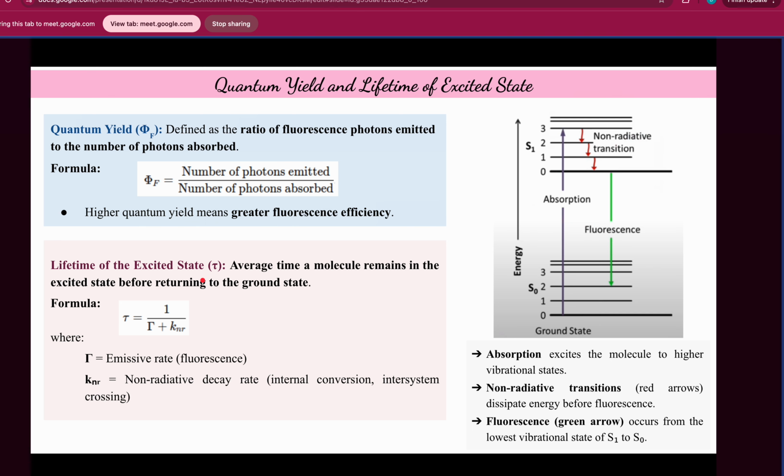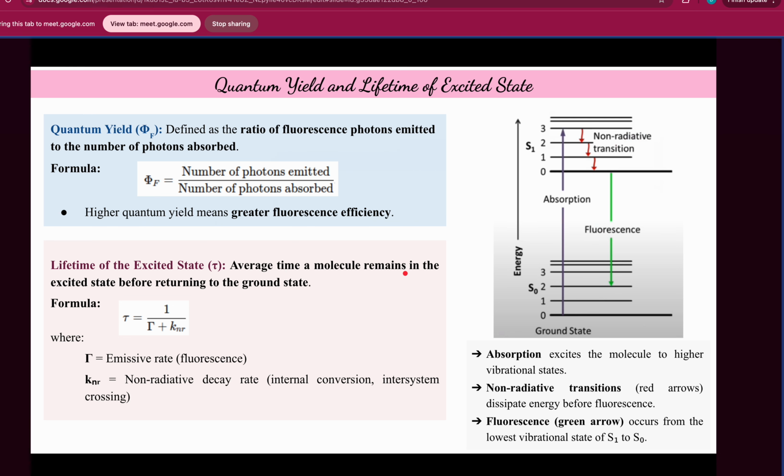Then comes the lifetime of the excited state. When my electron is transitioning from the S0 state to the S1 state, the excited state, it matters for how much time it will stay in the S1 state. That is known as the lifetime of the excited state. Because if it stays here for a longer time, it will show vibrational relaxation and then come back to the ground state. So for that reason, we need to see the lifetime.